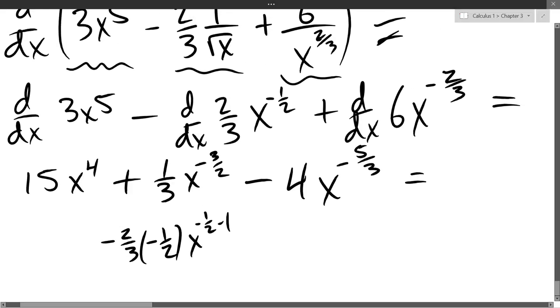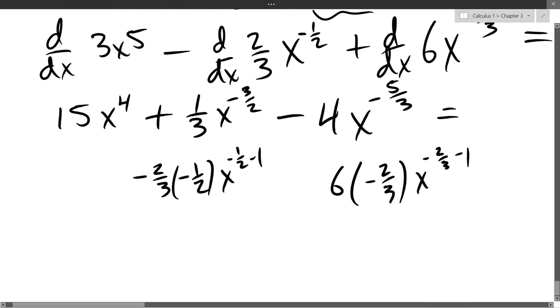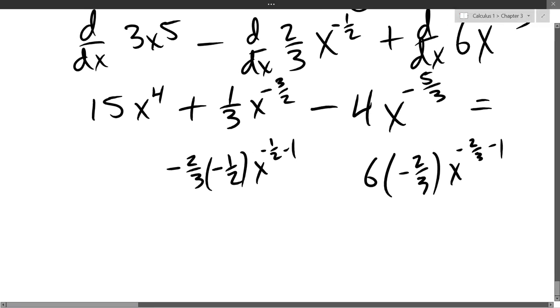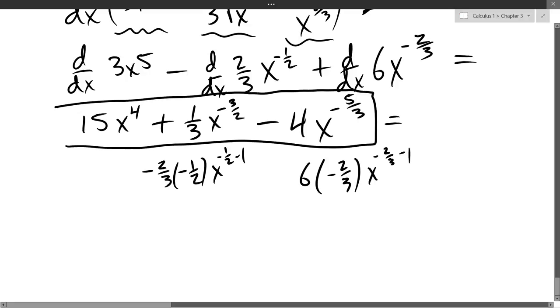All right, last up, we had 6 times negative 2/3 x to the negative 2/3 minus 1. So 6 cancels the 3, giving a 2. Times negative 2 is negative 4. And negative 2/3 minus 3/3 is negative 5/3. So those are the intermediate steps I didn't show. I recommend you show intermediate steps. So questions on this? This is our answer to the derivative, and that should get you started on a lot of the homework problems, hopefully.